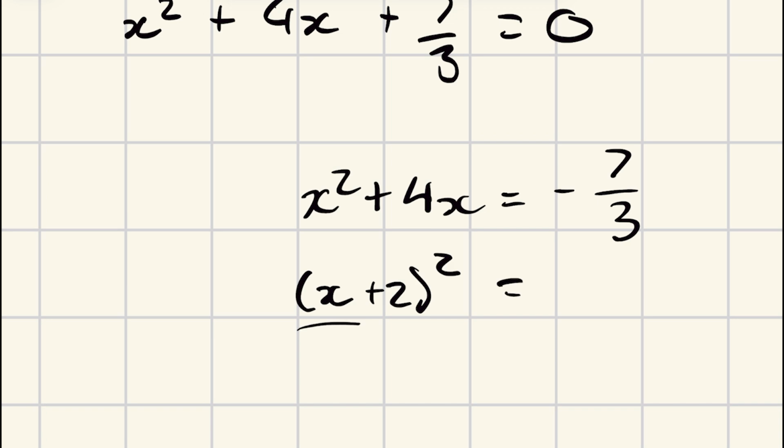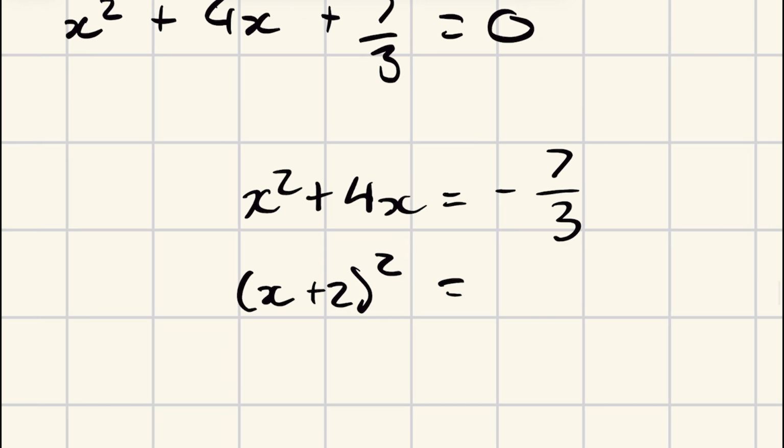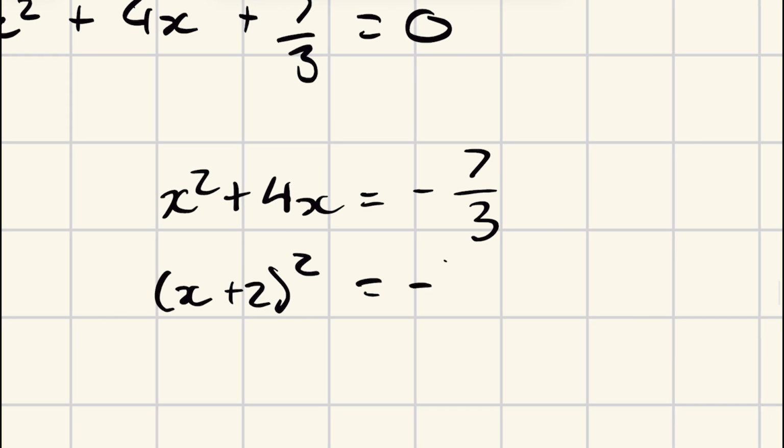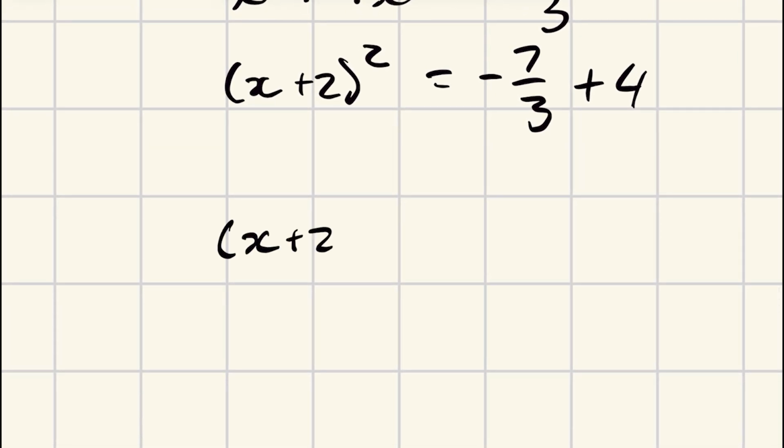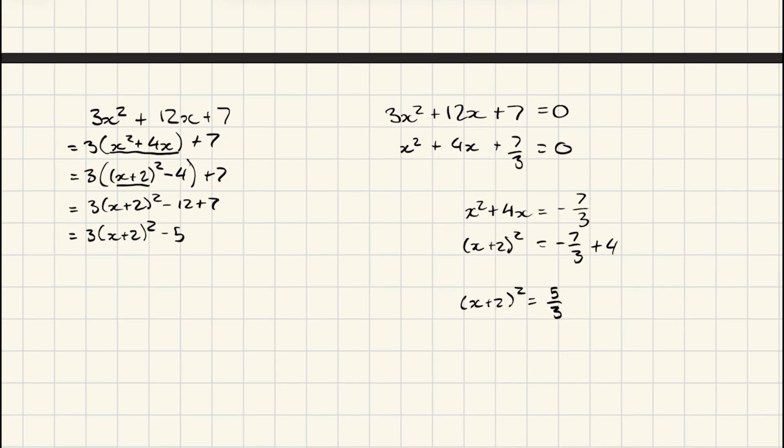Now on this side with this, we have added 4 on the left-hand side. We have to do the exact same to the right-hand side. That's how equations work. So since we added 4 to the left-hand side, we have to add 4 to the right-hand side. Now, if we just do this quick calculation, minus 7 on 3 plus 4, and that's basically it.